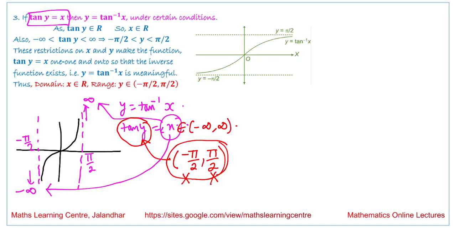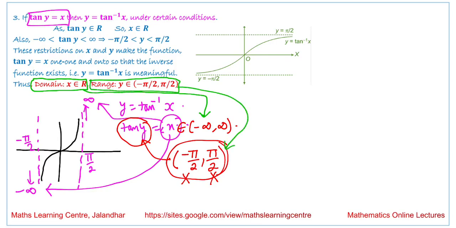So what we obtain from this is that the domain of this function is x belongs to R, that is x belongs to minus infinity to infinity, and the range of this function, when we are talking about the principal values, is the open interval minus pi by 2 to pi by 2. This open interval is important over here, because the principal branch of the sine inverse function was the closed interval minus pi by 2 to pi by 2, but for tan inverse of x, the principal values form the open interval minus pi by 2 to pi by 2.